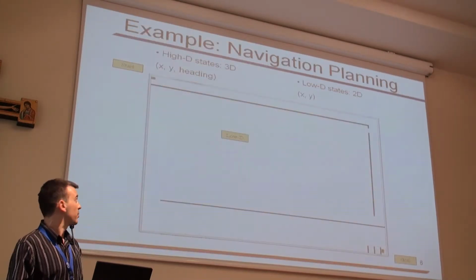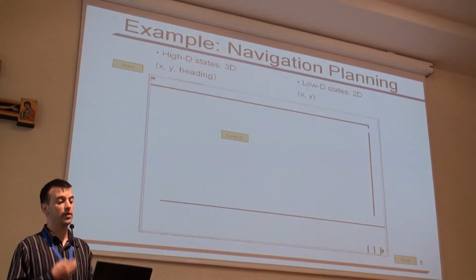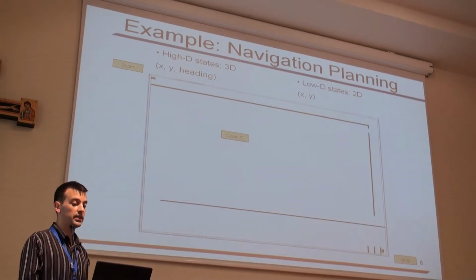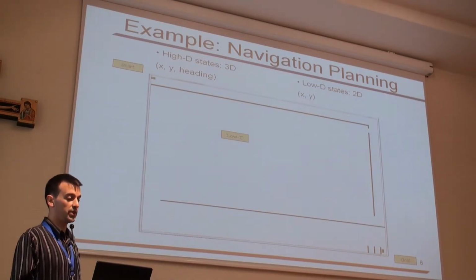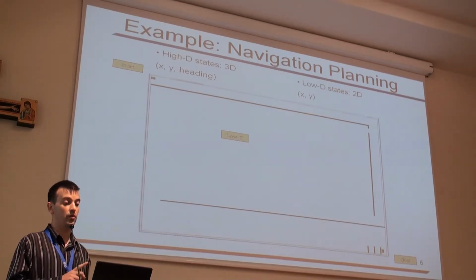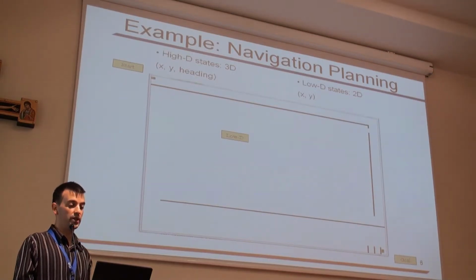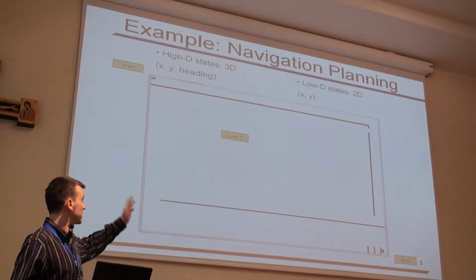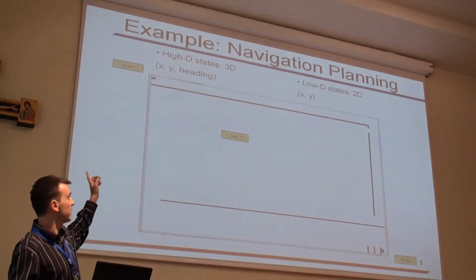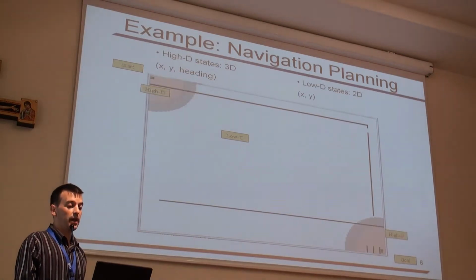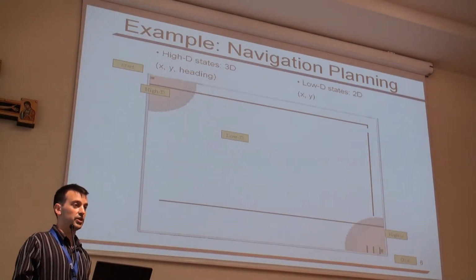So here's an example for 3 DOF navigation planning for a car-like robot. High D states contain both positional information, x and y, and also information about the heading of the vehicle. Low D states only contain positional information. Initially, our entire space is low D, and we are tasked to navigate from the start on the top left to the goal on the bottom right. Then initially we have 2 high-dimensional regions around the start and goal.